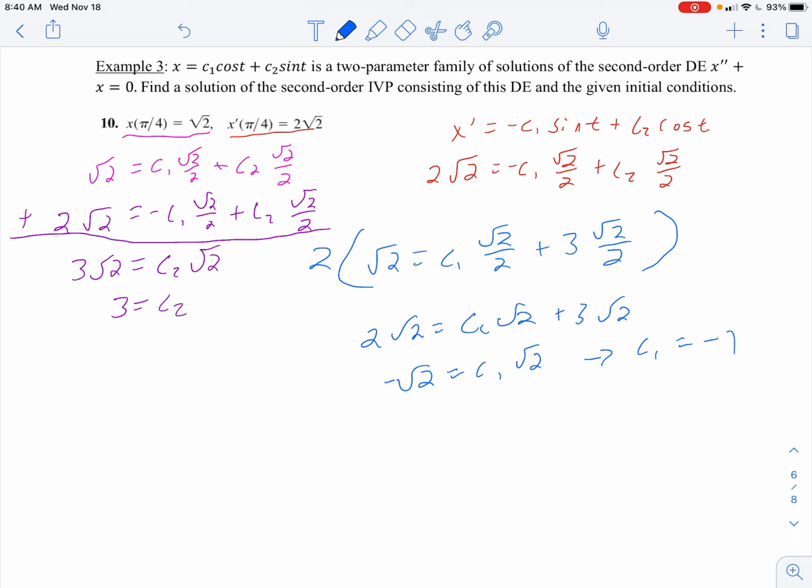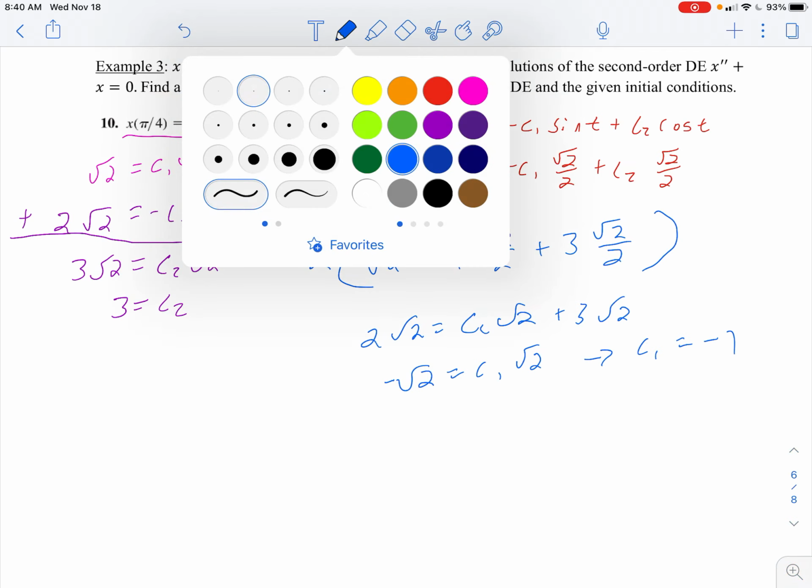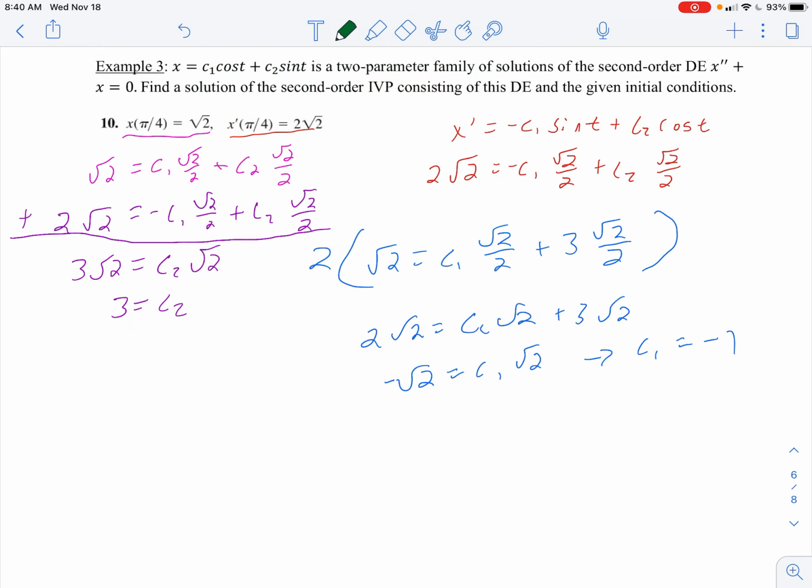And so we have a solution. I'm going to do that solution in green. And our solution is going to be x is equal to c sub 1, which is negative cosine t, plus c sub 2, which is 3 sine of t. And so there's my solution.